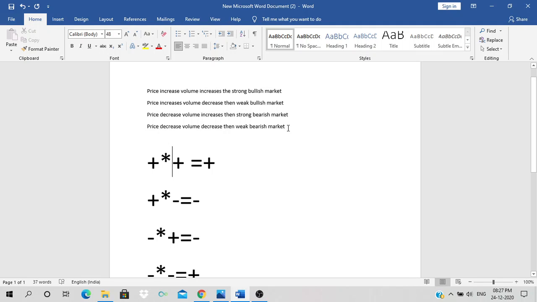And here also, if the price increases but volume decreases, that means that is a weak bullish market. That means that market will convert to a bearish market. We will see all these scenarios in today's market.